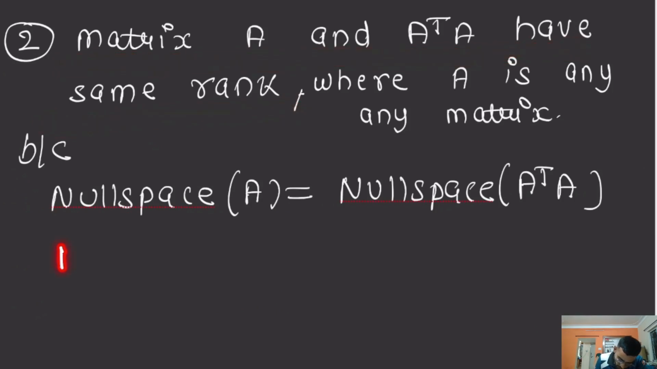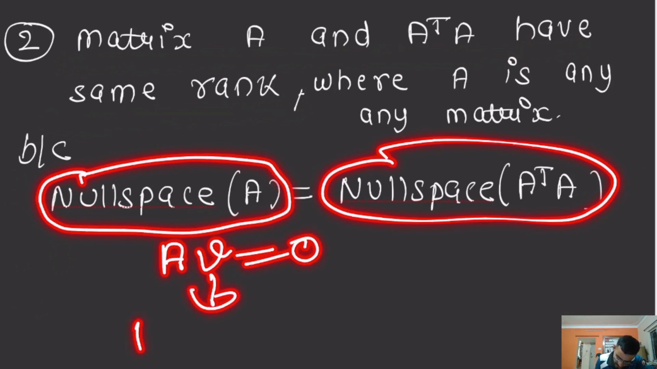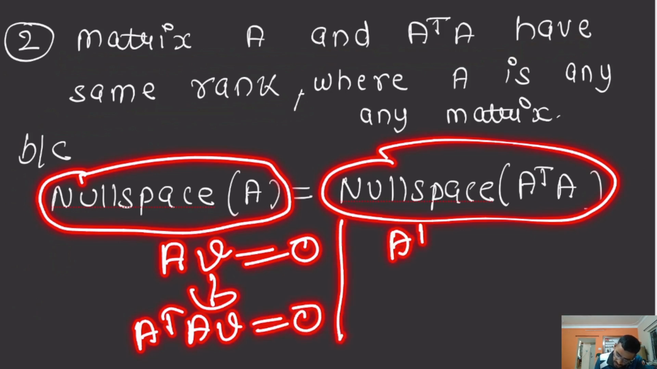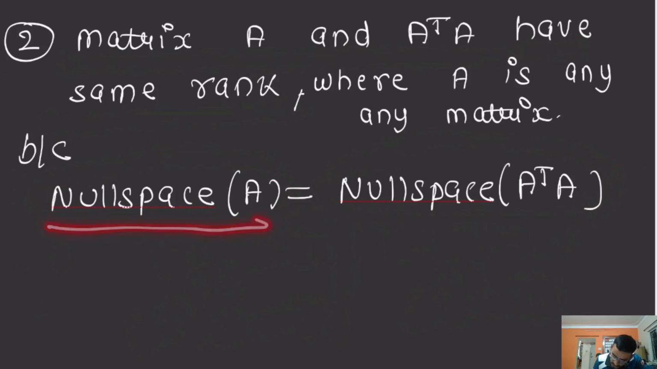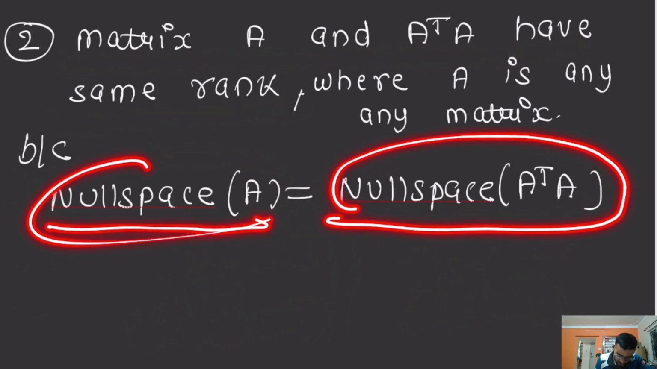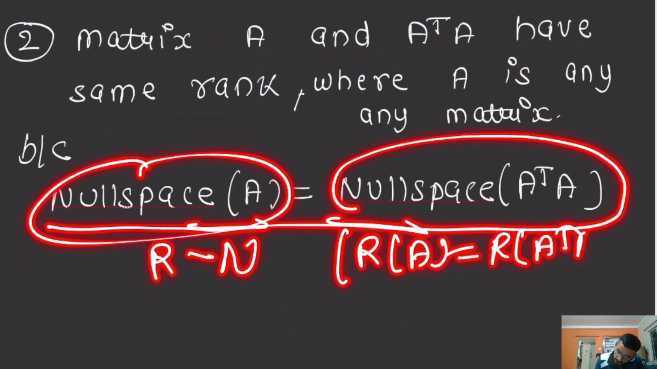Why? Because we have seen the null space of A and the null space of AᵀA. That is, if Av = 0, then this indicates that AᵀAv is also equal to 0. Or if AᵀAv = 0, this means Av is also equal to 0, which means the null space of A and the null space of AᵀA are both the same. Since the null spaces are the same, using the rank-nullity theorem, the rank of A is always equal to the rank of AᵀA.